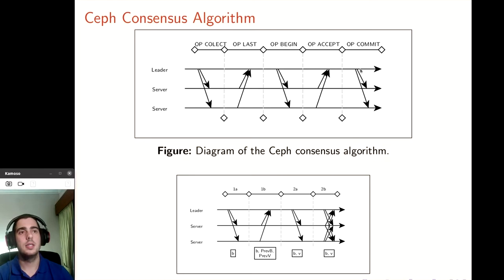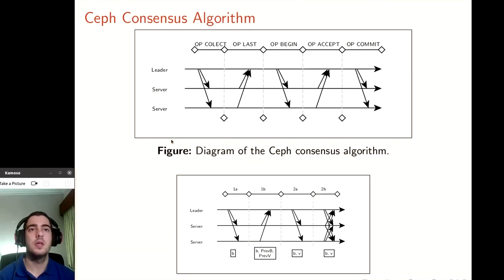Also here in Ceph, phase 2b is separated into two phases, operation accept and operation commit. So there is no need for the peers to broadcast their votes. The leader is responsible for counting the votes and then transmitting that information to the nodes in the system.